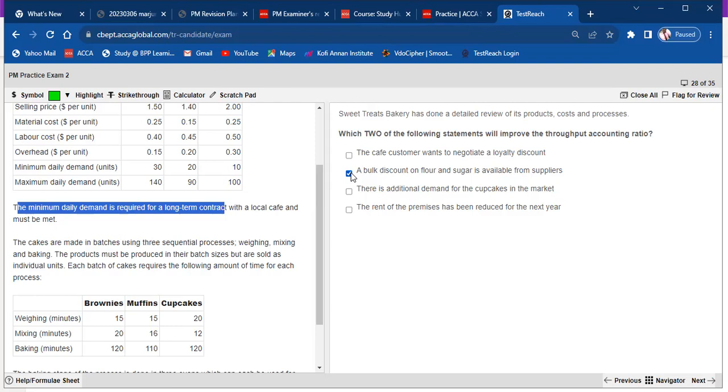So if there are bottlenecks, increasing demand does not necessarily increase your throughput. Last one, the rent of the premises has been reduced for the next year. Well, rent reduction is cost reduction. Cost reduction, whether it is material cost, the only variable cost, or factory cost, all the other costs would improve throughput accounting ratio. So this is how I probably want to spend 1.5 minutes thinking through this, getting this correct, and saving the rest of the 1+ minutes to do more difficult questions.